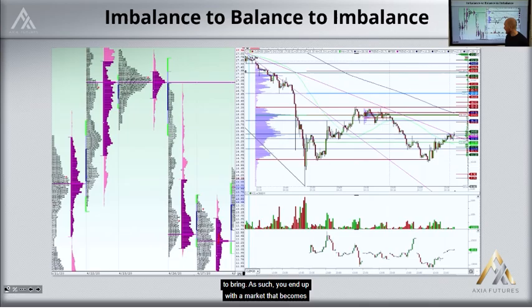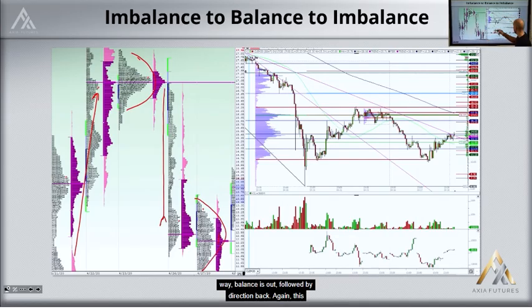As such, you end up with a market that becomes directional one way and balances out. Nobody's sure what to do that day. You then get directional back the other way, balances out, followed by direction back again. This is a market that has no idea really where it wants to go. So you move in these little phases. This is the first balance after the move up. Then you get this very, very straight move down, followed by another balance day, which is over here, and then a reversal type move. It's a market that doesn't quite know what it wants to do. Very, very uncertain, very unclear.